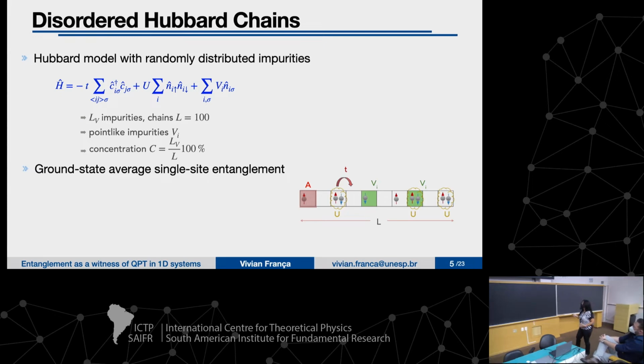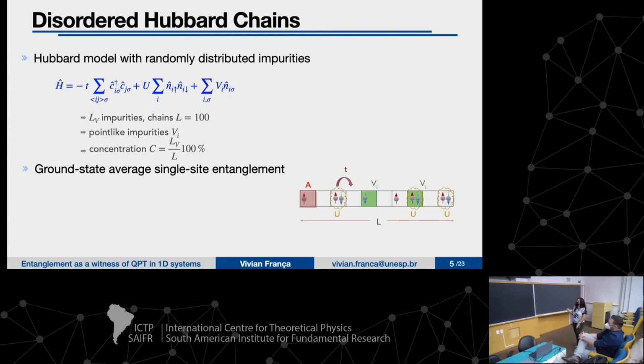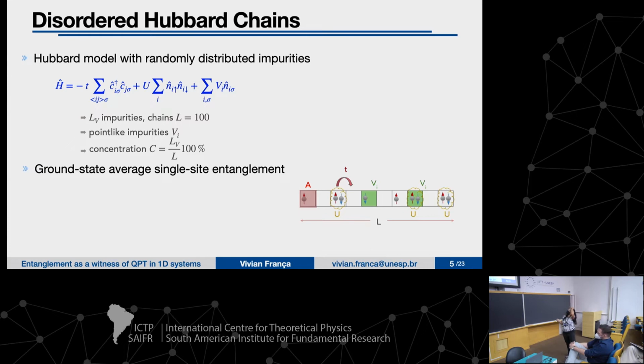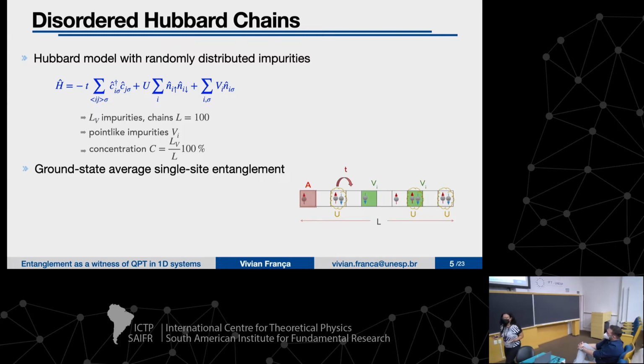Here, what we consider in this disordered chain is what we call single-site entanglement. So what is this? We simply choose one of the specific sites, and that is our part A. Then we calculate the entanglement between this single site and the remaining L minus one sites. When we do that, we have a bipartite entanglement, A and B only.